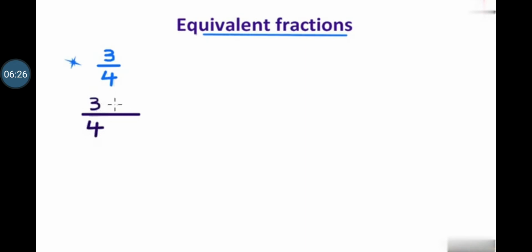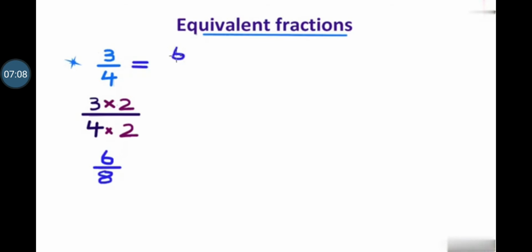Otherwise, we have to multiply. Like here, in 3 upon 4, we cannot divide it because 3 and 4 both are not present in the same table. So it means here we shall multiply to make its equivalent fraction. So here we are choosing number 2 for multiplication with the numerator and denominator. So when you multiply the numerator and denominator by 2, this is the equivalent fraction of 3 upon 4.